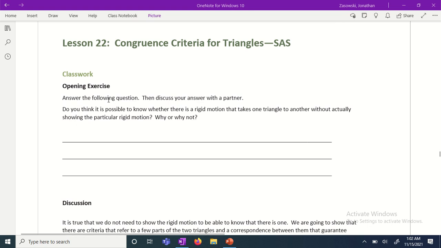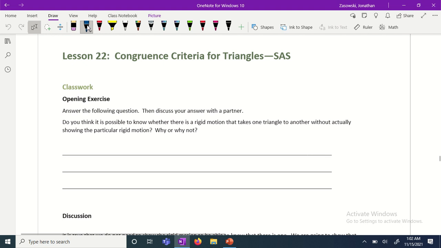And so the opening exercise just asks, is it possible to know whether there's a rigid motion that takes one triangle onto another? And so the answer here is going to be yes. Remember, we can just describe this in words. We should probably say the transformation, what it is we're describing.